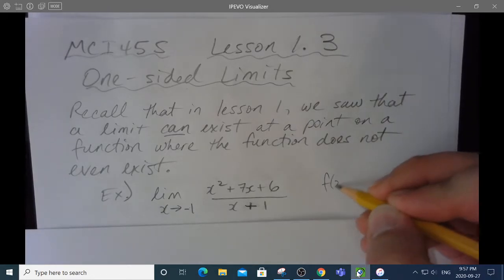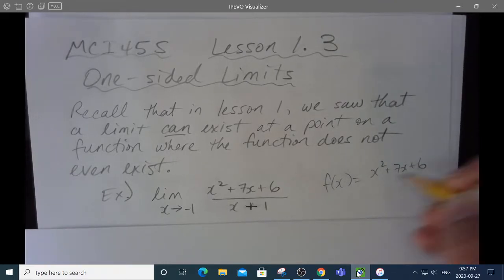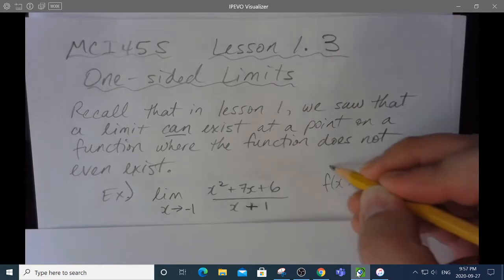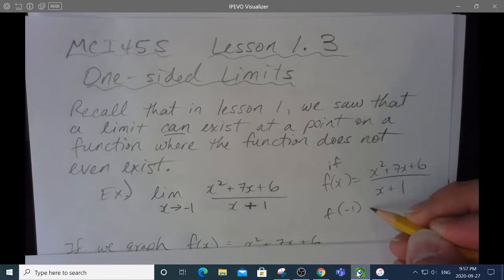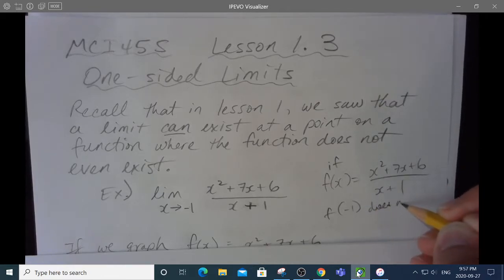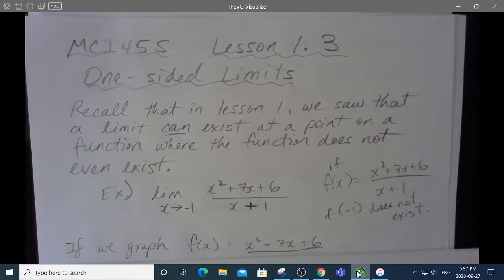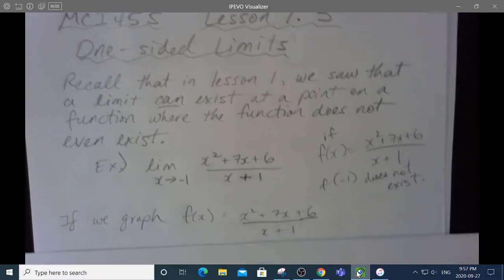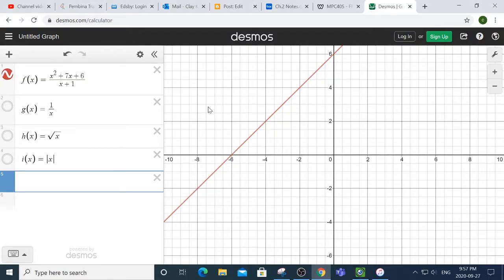If f of x actually equaled x squared plus 7x plus 6 over x plus 1, then f of -1 does not exist, because again we'd be dividing by 0. So if we actually graph that, we looked at this a little bit the other day. Let me open up Desmos here. If we actually graph that, look what happens.